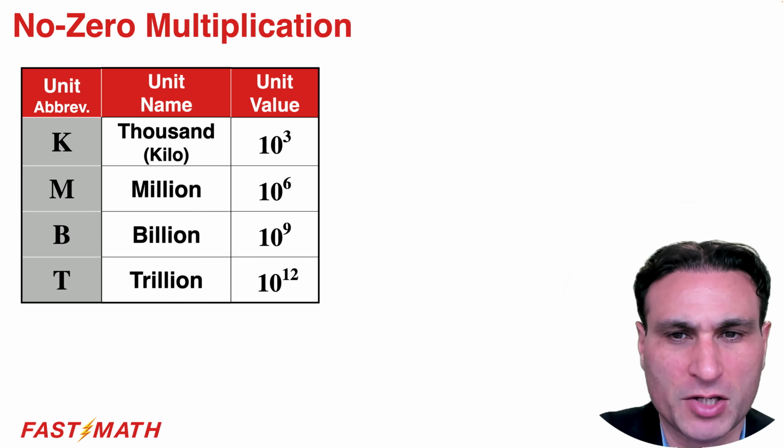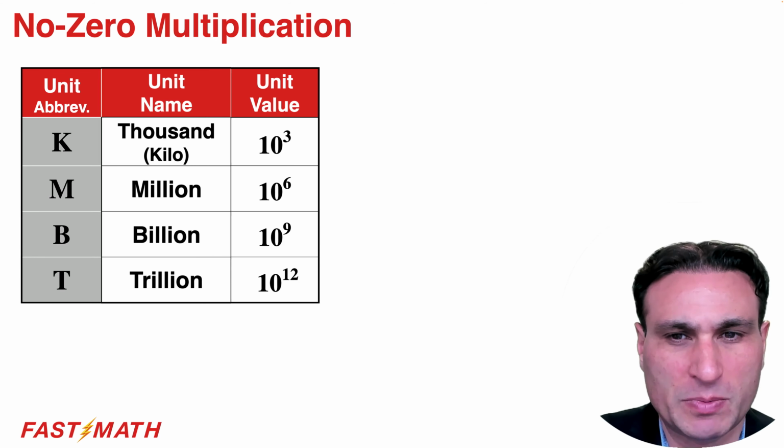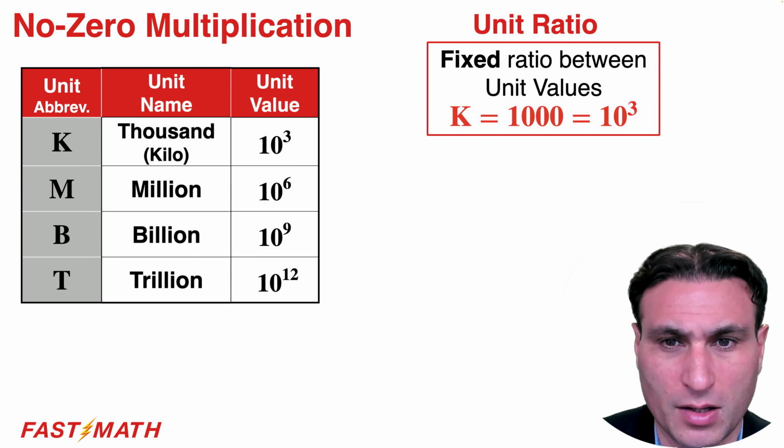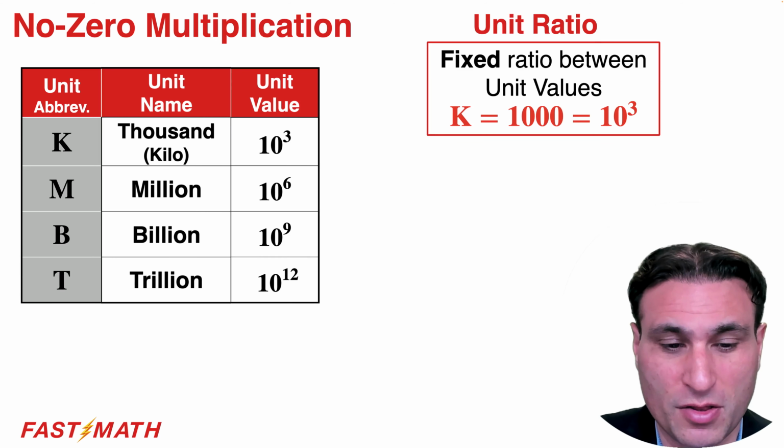The power of 10 exponents are 3, 6, 9, and 12. Notice that the exponent of 10 increases by 3 with each larger unit. This means that there is a fixed ratio between unit values of 10 to the third, which is 1,000, which we abbreviate with K, which is called the unit ratio. Meaning each value is 1,000 or K or 10 to the third times the prior unit value.